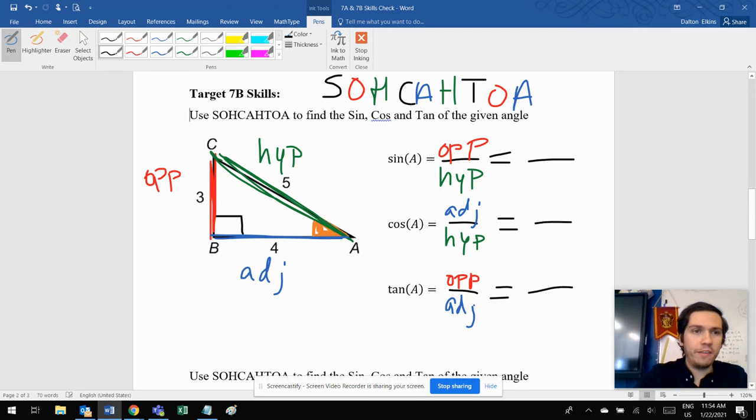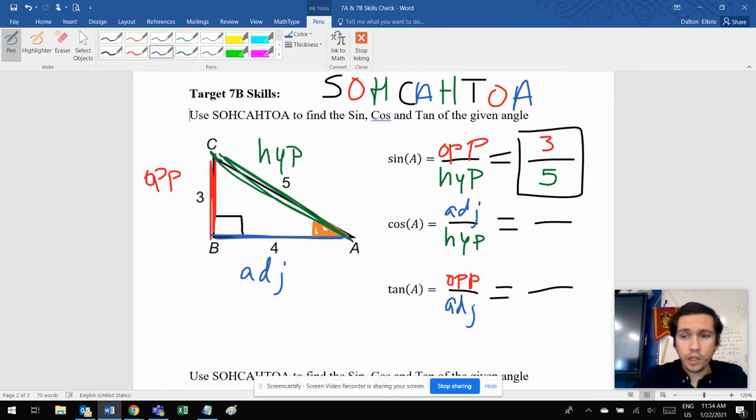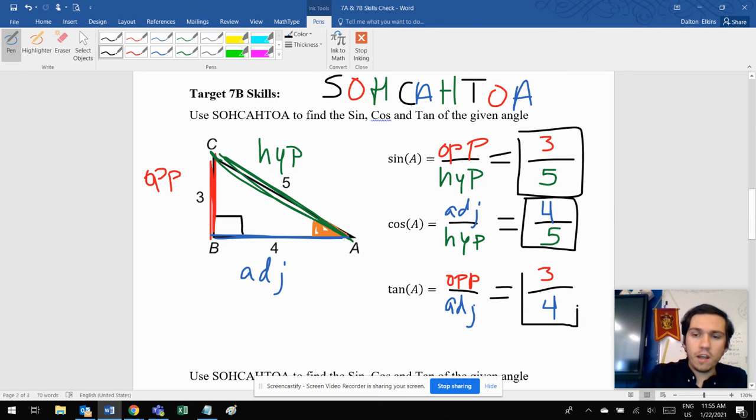So in this example, the opposite side is 3, and the hypotenuse is 5. So I know that the sine of angle A is 3 over 5. The cosine of angle A is the adjacent side, which is 4, divided by the hypotenuse, which is 5, so 4 over 5. That is the cosine of angle A. That leaves us with the tangent, which is the opposite, which is length 3, divided by the adjacent side, which is 4. So there are our three distinct trig ratios: 3/5, 4/5, and 3/4 are the sine, cosine, and tangent, respectively, of this triangle.